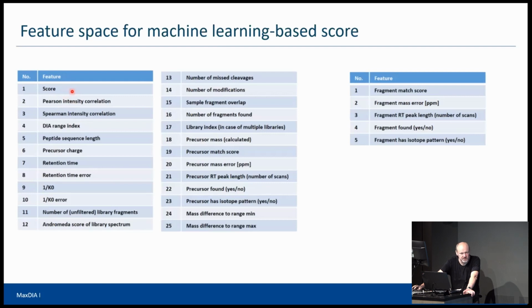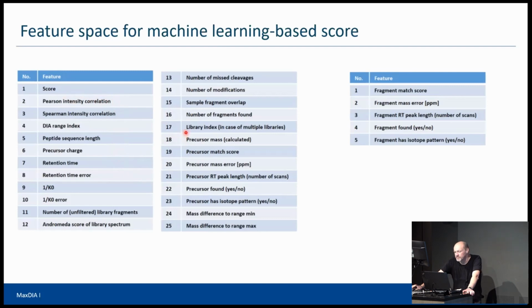That should, of course, be an important feature, telling you if this was a good or a bad match. But then there are many other things like intensity correlation between the spectrum and the DIA data intensities. And this is there as Pearson correlation and as Spearman correlation. And then there are many other features like precursor charge, retention errors, and so on and so forth.